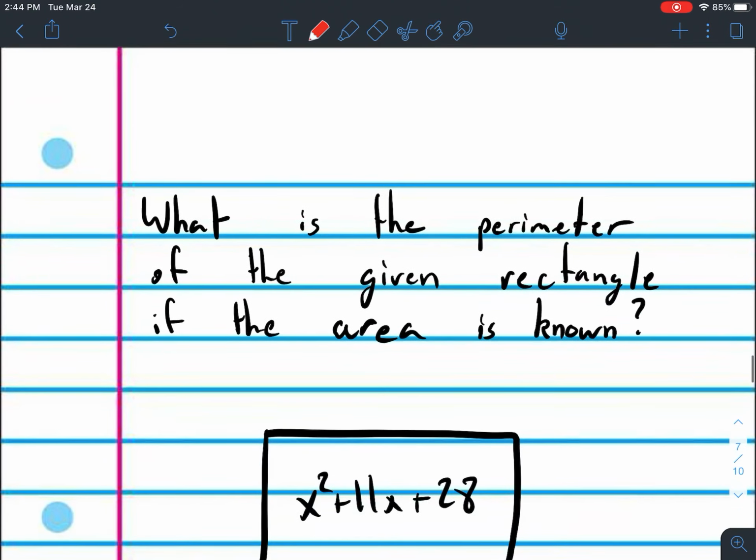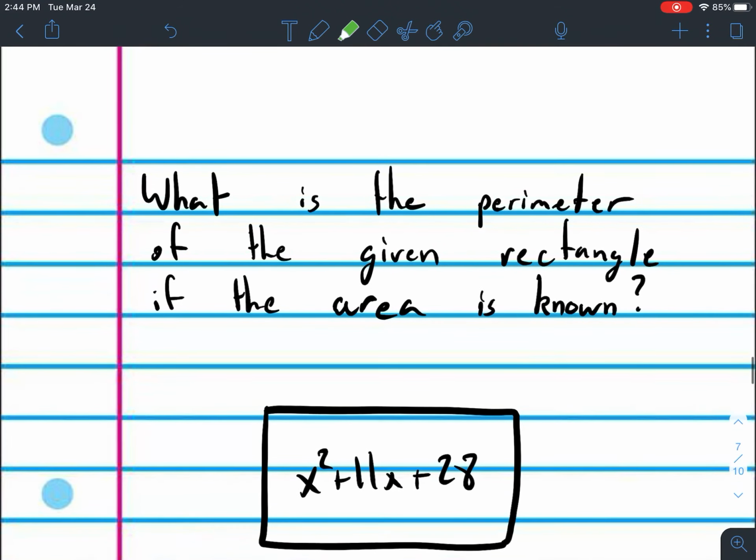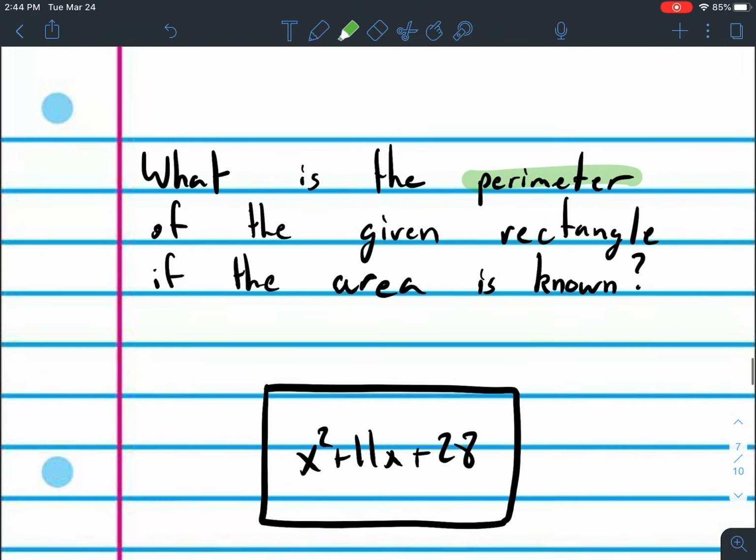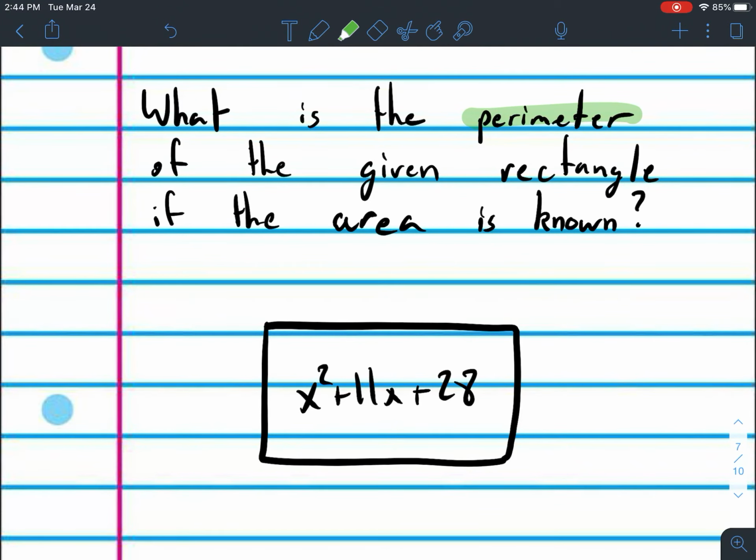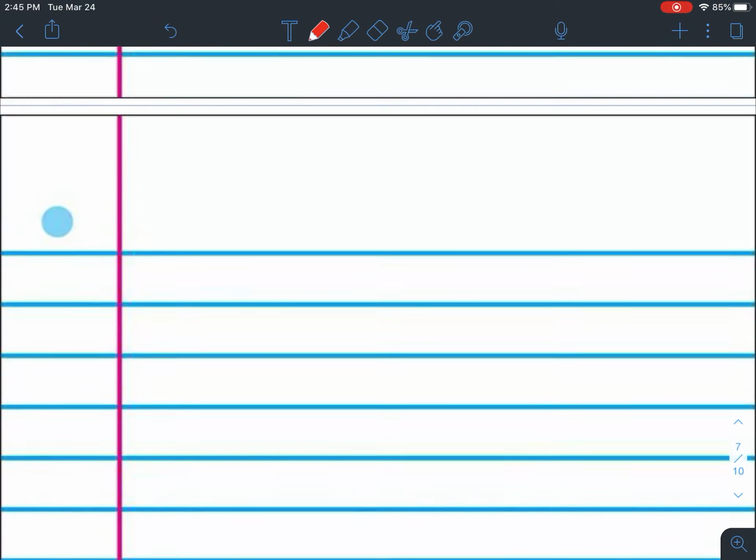Okay, now the other part of the application problem is what is the perimeter of the given rectangle if the area is known? Well, how do we find perimeter again? What does it mean to find perimeter? The perimeter is adding up all the sides. So we'll add up this side, this side, this side, and this side. If you notice, this is the same problem as the previous one. So we already know this is x plus 7 or x plus 4, and this is x plus 4. Really depends on which one you do.